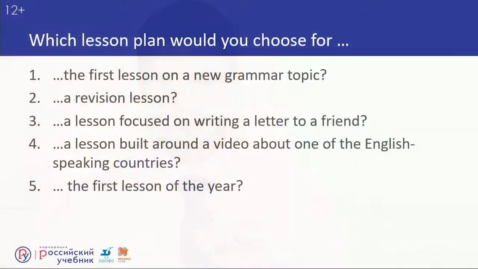Now I'll give you 5 minutes of thinking time, and I want you to think of the lesson plan that you would choose for the first lesson on a new grammar topic, a lesson plan for a revision lesson, a lesson focused on writing a letter to a friend, a lesson built around a video about one of the English-speaking countries, and the very first lesson of the year. So it's a minute per each of the cases, and I want you to think of what particular lesson plan you would choose for all of those situations and why.